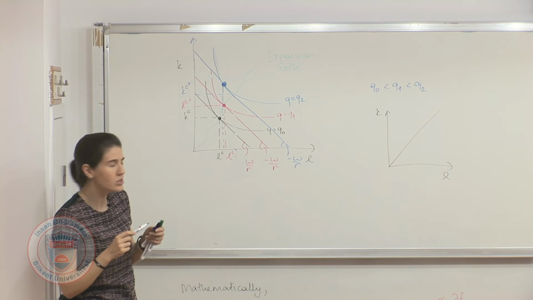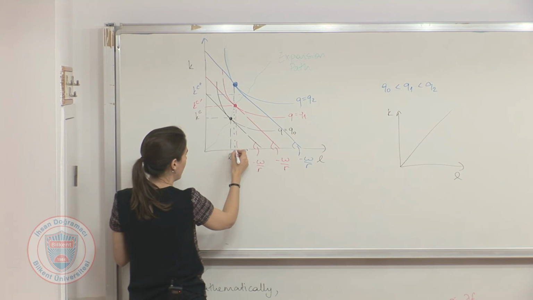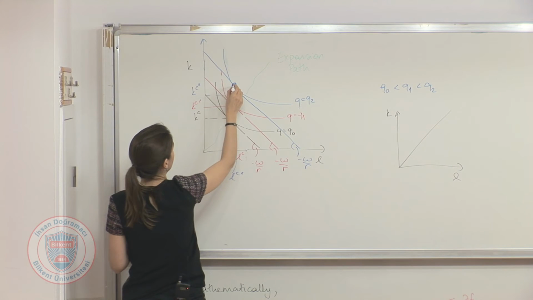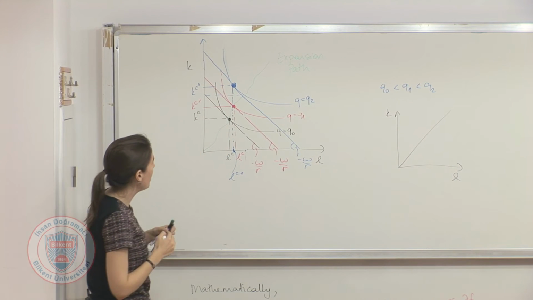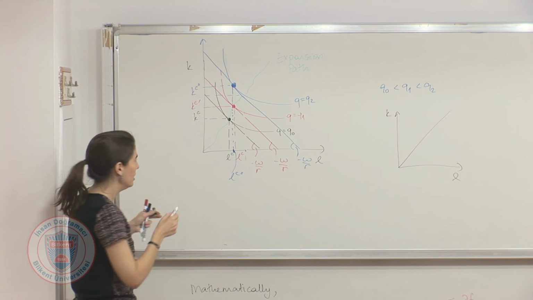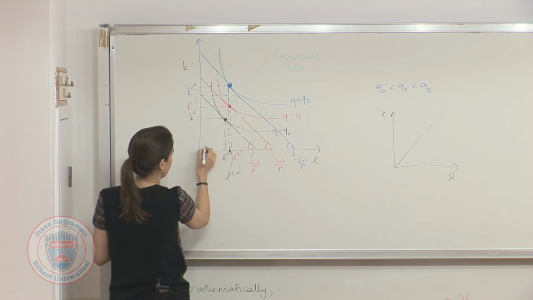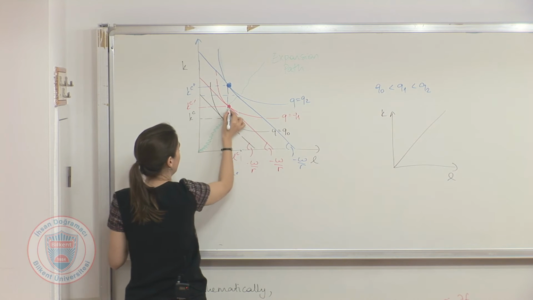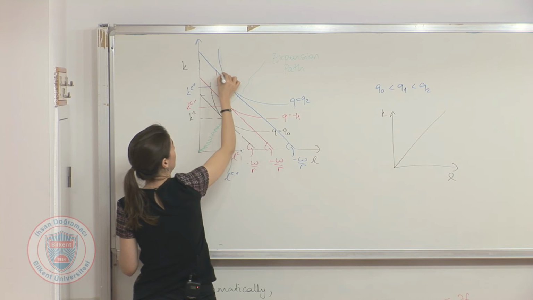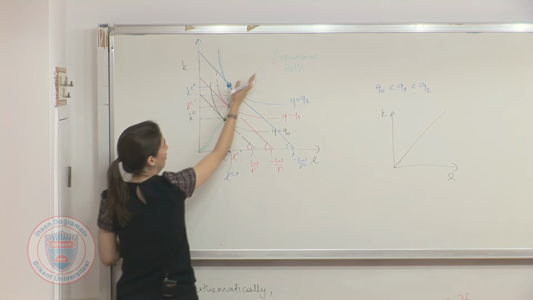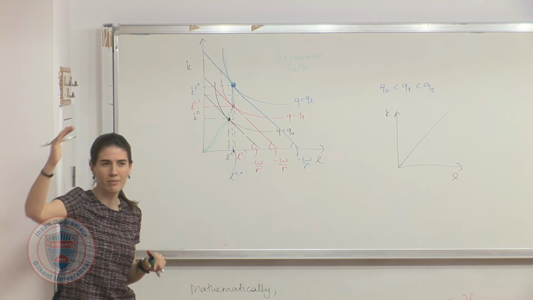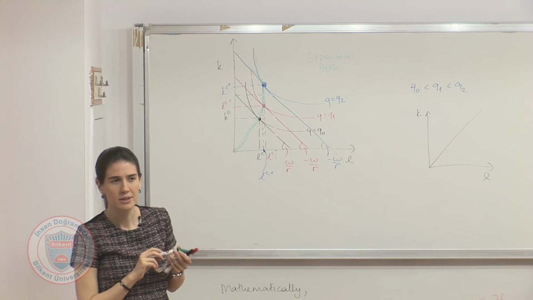How does my expansion path look like? Suppose my LC double prime is here. So this is KC double prime, but my LC double prime is here. How is my expansion path? It goes like this, right? And then from here, if I look at other points, it goes like this. Instead of going like this, it's actually going backwards, right?